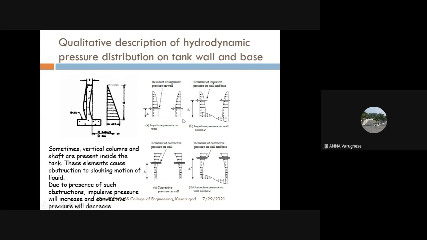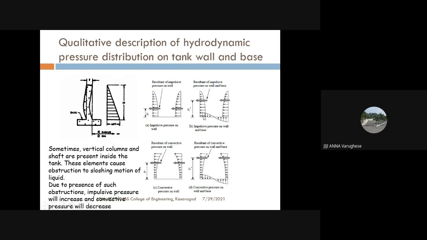And this base slab is also subjected to hydrodynamic pressure. If you look at the variation of hydrodynamic pressure acting on the base slab, it resembles the first mode shape of the sloshing mode. Due to the impulsive pressure and the convective pressure acting on the base slab, there is a tendency of overturning moment about the base of the wall.